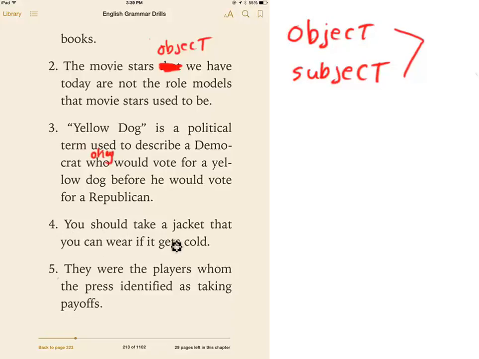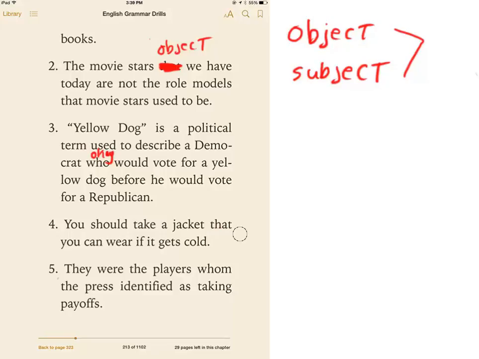You should take a jacket that you can wear if it gets cold. Let me see if I can get rid of it. You should take a jacket you can wear if it gets cold. Oh, it's an object. How else do I know it's an object?